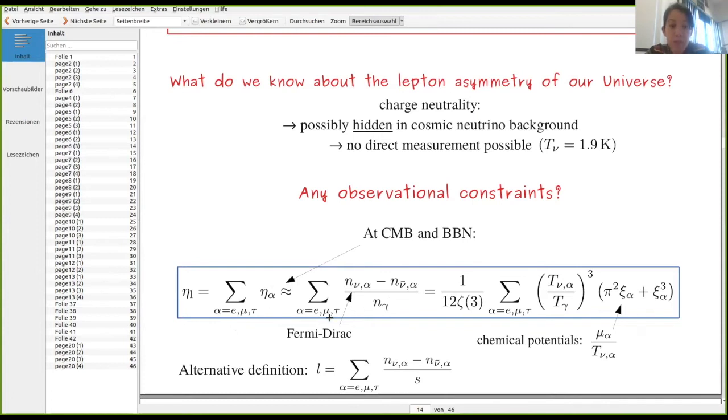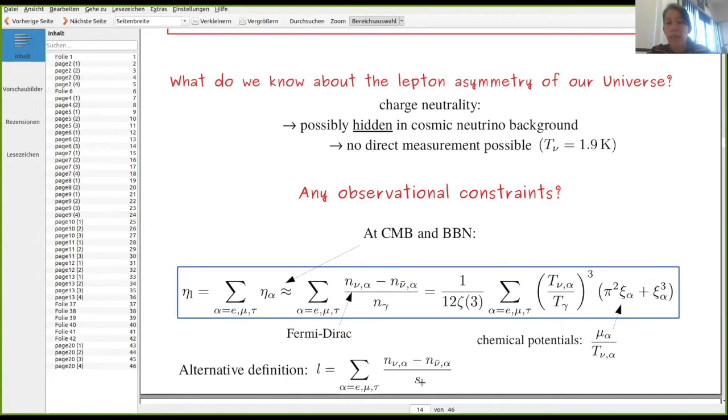There are two different definitions around for the lepton asymmetry. The one is here, dividing through the number density of photons. This one has the disadvantage that, for example, during positron-electron annihilation, the lepton asymmetry is not constant, as photons get heated up but neutrinos do not, and therefore it's changing in this epoch. The alternative definition is dividing by the entropy density here, and this is really a conserved quantity.